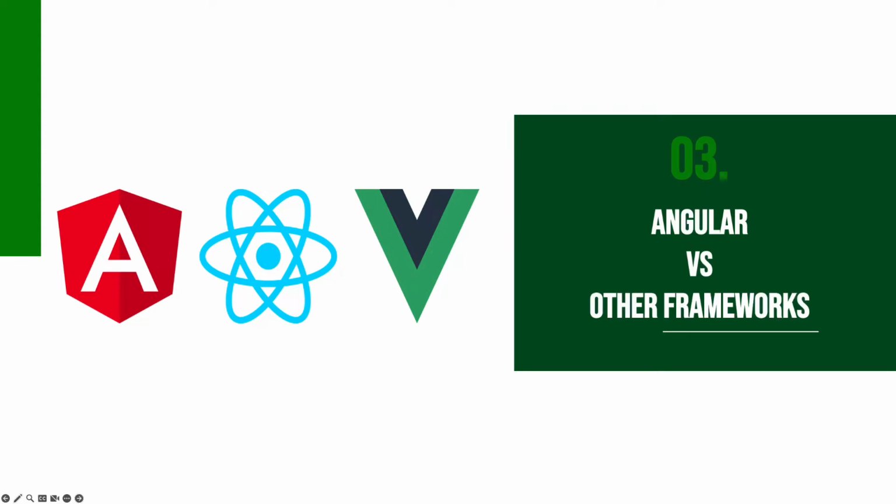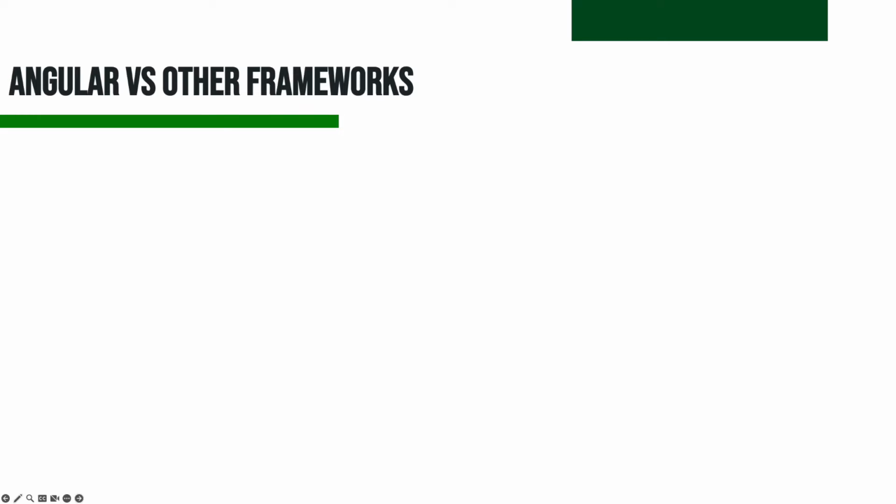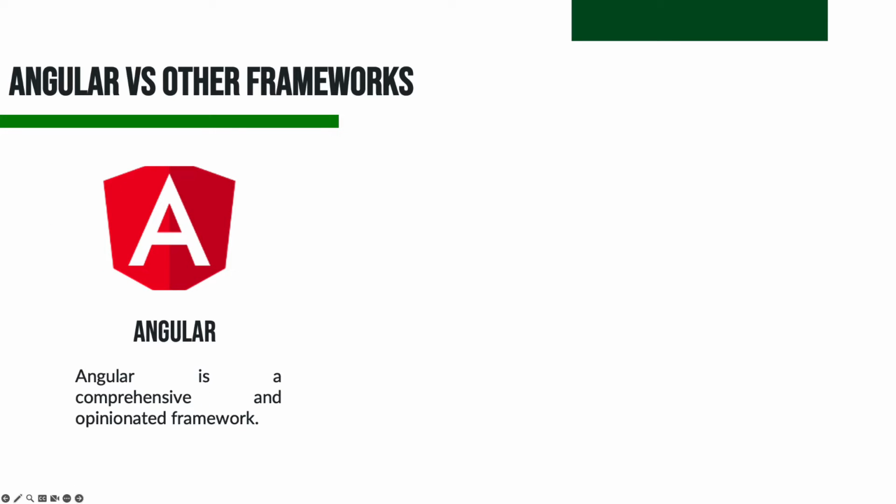Angular versus other frameworks. Angular, React, and Vue are all popular frameworks for building web applications, and here are some key differences. So Angular is a comprehensive and opinionated framework that provides a complete solution for building large-scale applications. It has a steeper learning curve due to its extensive feature set, but it offers a robust architecture and powerful tools out of the box.